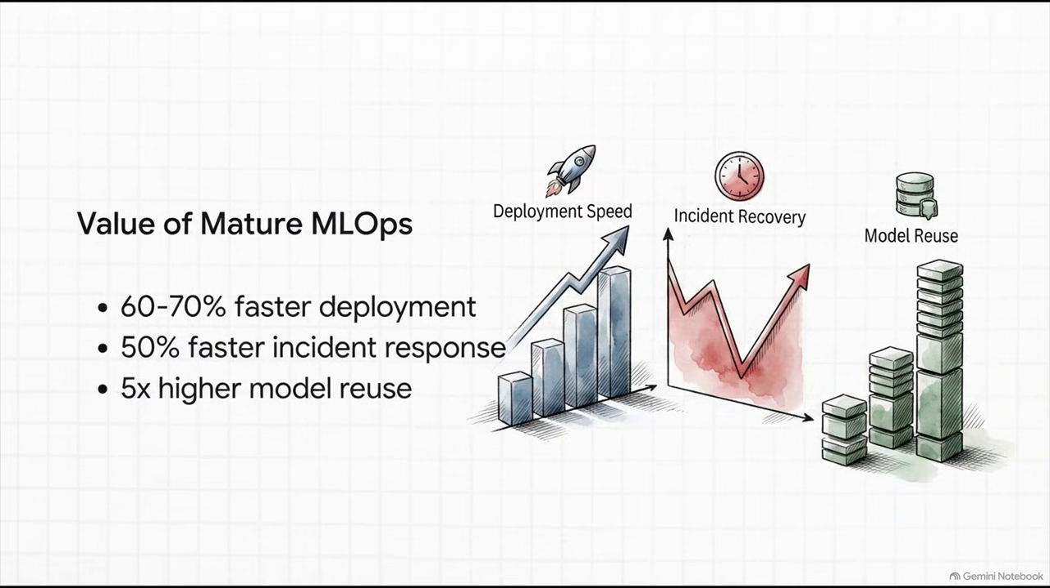And why should IT management make this operational shift a massive priority? Honestly, the business value is just undeniable. Organizations that have mature MLOps see 60 to 70% faster deployment cycle times. They're also cutting their mean time to detect and resolve model failures right in half, giving them a 50% faster incident response. Plus, they achieve 5 times higher model reuse across projects by taking advantage of shared feature stores and registries. That right there is just pure operational efficiency.